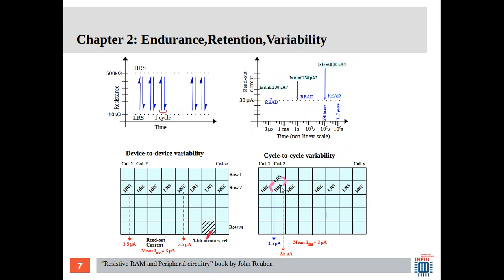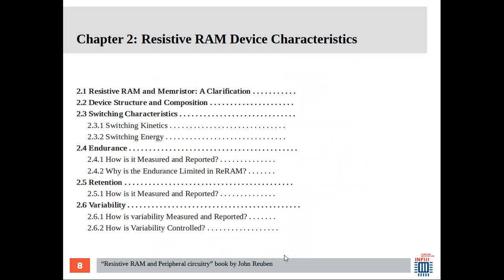And the cycle to cycle variability is that the device is in high resistive state, you program it to low resistive state, again you program it to high resistive state, and you read the high resistive state, and the value is different. Initially it was 3.5 microampere, now it's 2.5. So that is cycle to cycle variability on the same memory location. So chapter 2 really deals with all these device characteristics.